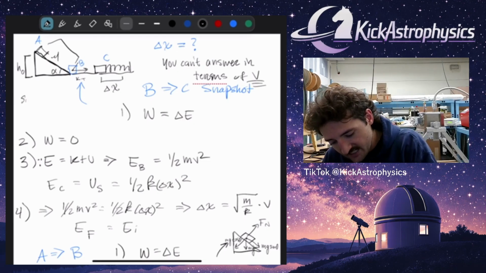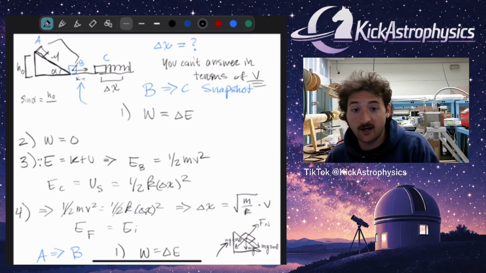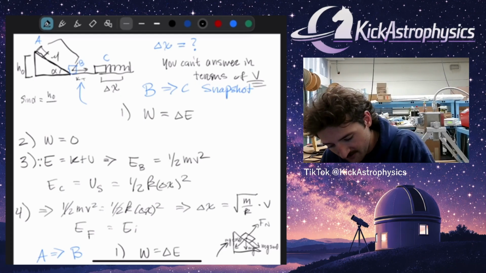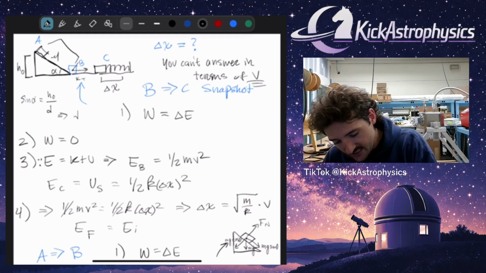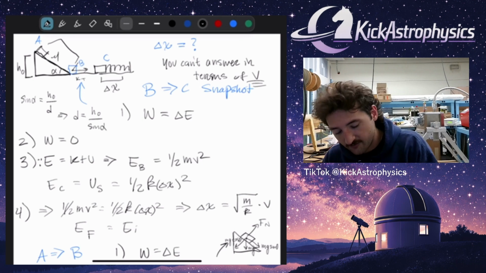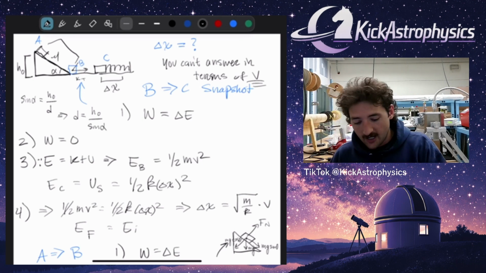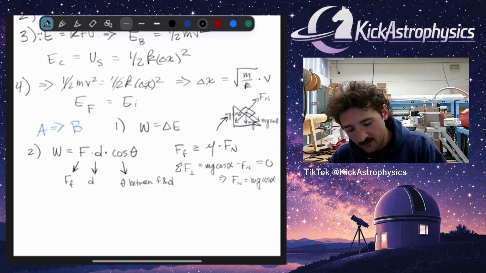So sine alpha will be equal to the opposite side, which is h naught, over the hypotenuse. Well, the hypotenuse is the distance that the block travels, h naught over d. So we can then say that d, or the distance that it travels, is equal to h naught over sine alpha. Perfect. And last but not least, we have cosine theta.